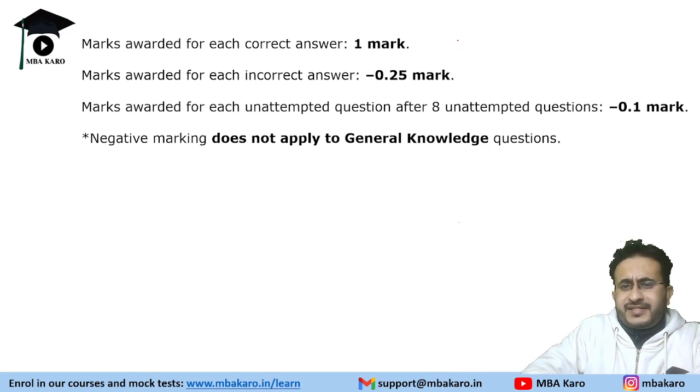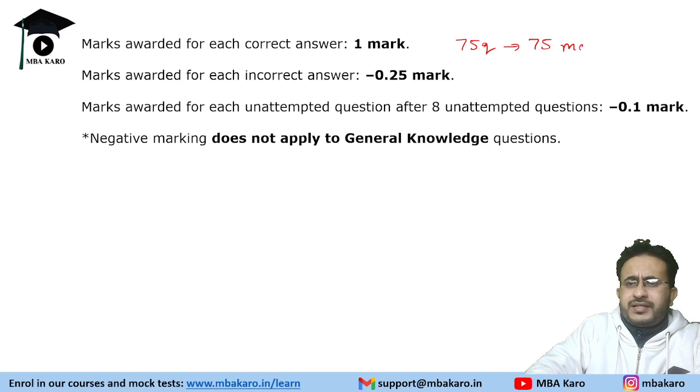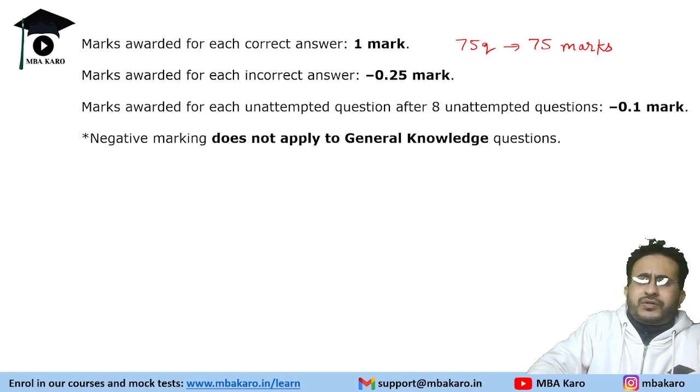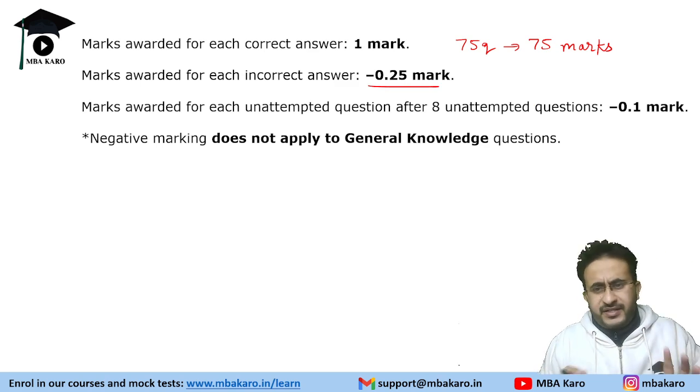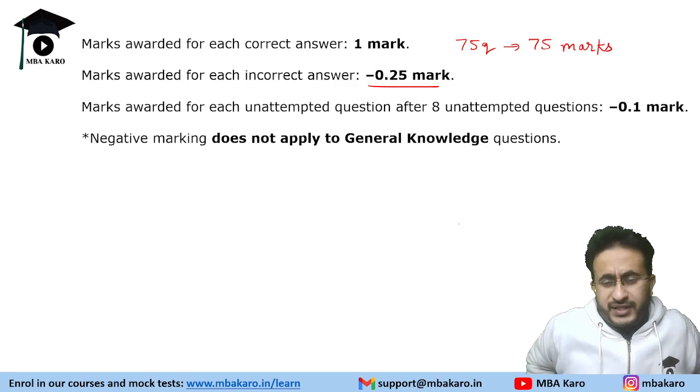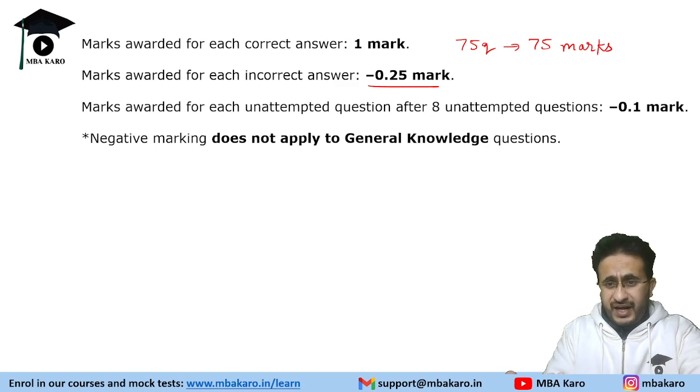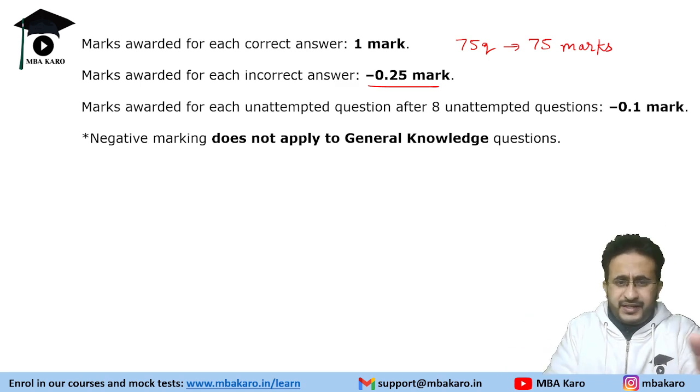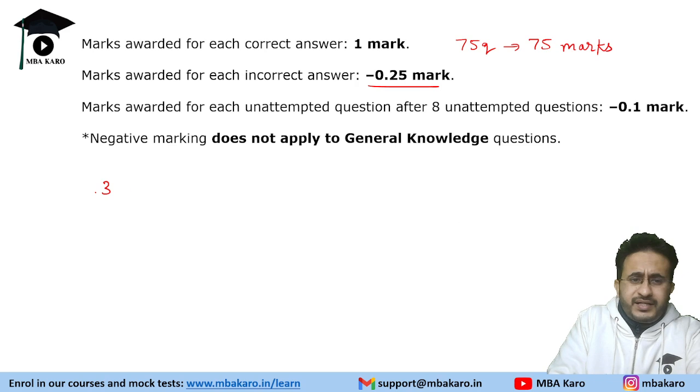Now, if you talk about the marking scheme of XAT, there is 1 mark per question. So if the paper has 75 questions, it is of 75 marks. For every incorrect answer, 0.25 marks are deducted. Now, how does this work? You must have attempted your CAT, right? CAT had +3 and -1.